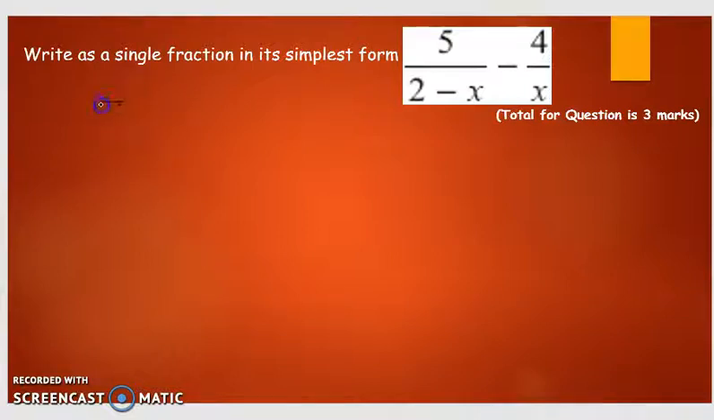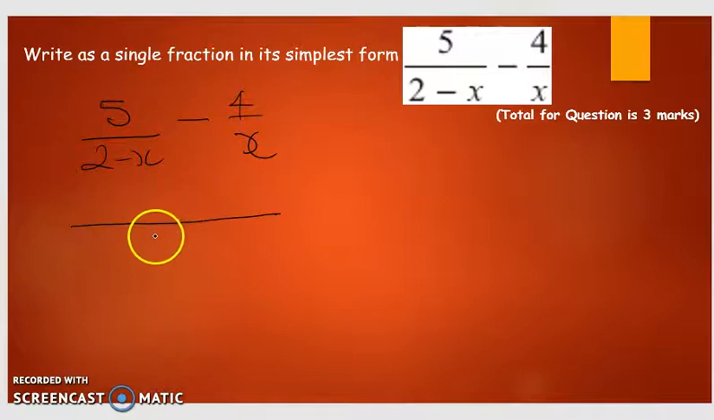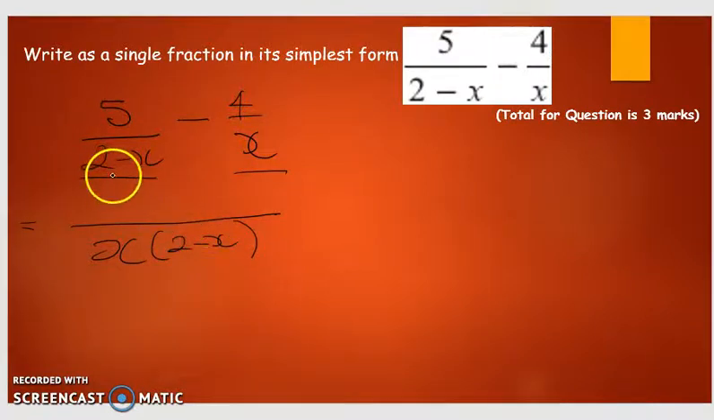We've been given 5 divided by 2 minus x, take away 4 divided by x, to write as a fraction in its simplest form. As in the case of arithmetic, we want to get a common denominator. So our common denominator will generally be the product of the two denominators in this case. So we have x times 2 minus x. And then you want to work out what goes on the left-hand side and the right.